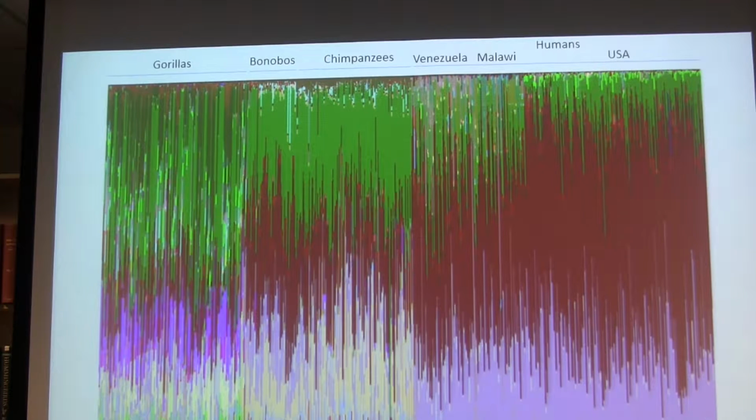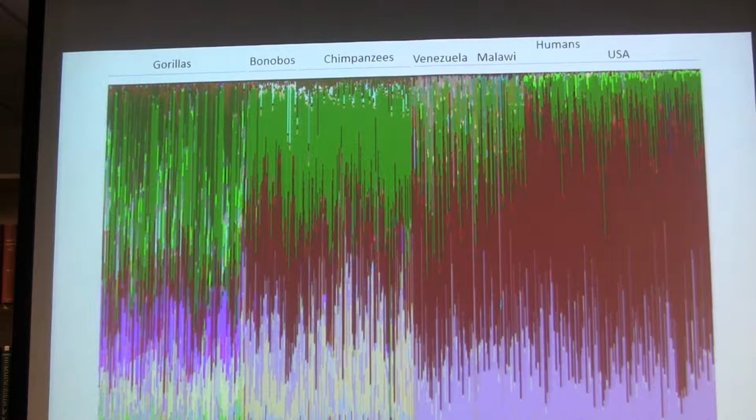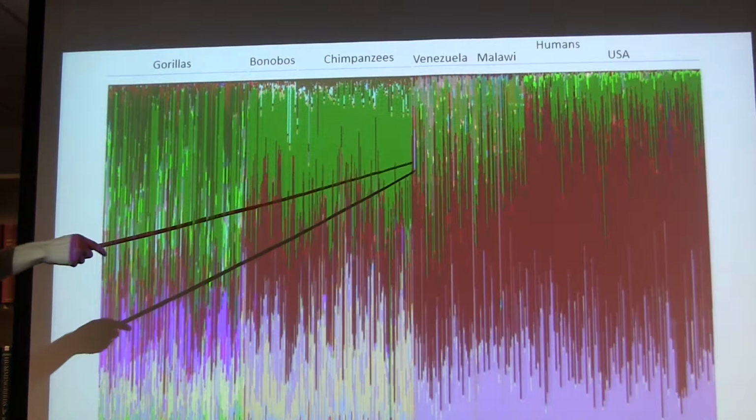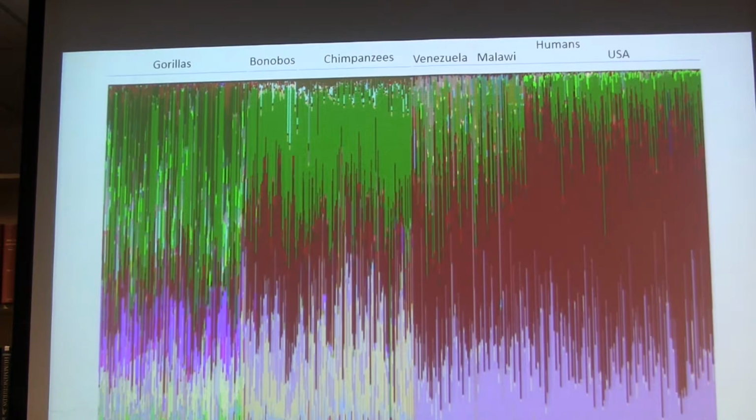So if you kind of unfocus your eyes and stare at this for a while, you can see pretty clearly that there are some sharp distinctions between the different host species. So gorillas have this technicolor pattern of diversity, whereas if you look at humans from the United States, there's just this big smear. And also, if you look more closely, you can see that there's even distinctions among humans in the United States versus humans in Malawi and Venezuela.